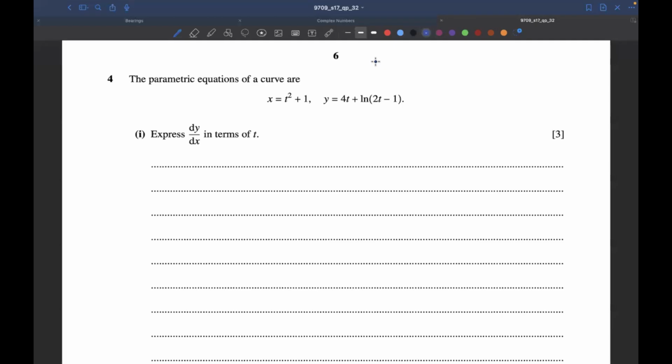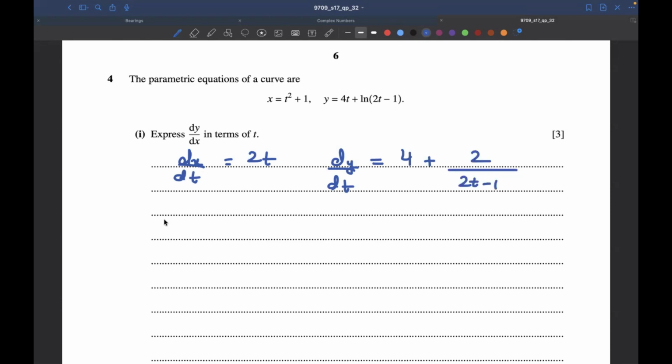In question 4, the parametric equations of the curve are given and we have to express dy by dx in terms of t. In the first step, we'll find dx by dt, which will be equal to 2t, and dy by dt will be the derivative of 4t, which is 4, plus the derivative of ln of 2t minus 1. So 2t minus 1 will come in the denominator and the derivative will come in the numerator.